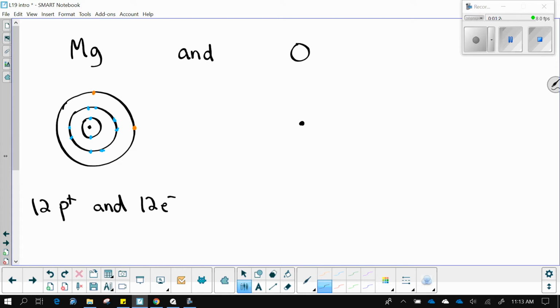Oxygen is in period 2, so it has 2 shells. Oxygen is atomic number 8, so it has 8 protons and 8 electrons to start. First shell has 2 electrons and then it's maxed out. That means I need 6 more in the second shell. And that also coincides with 6 valence electrons, with oxygen being in group 6A.